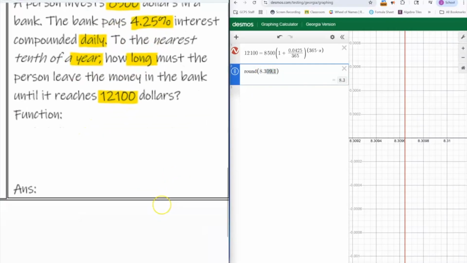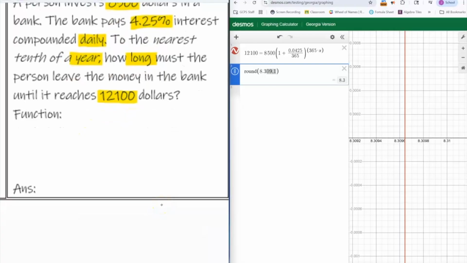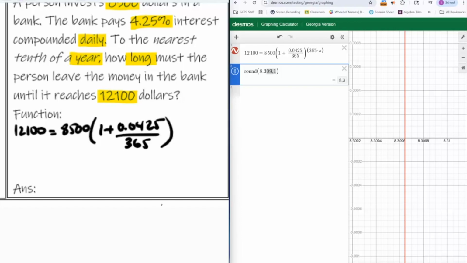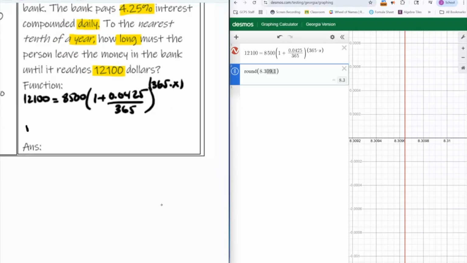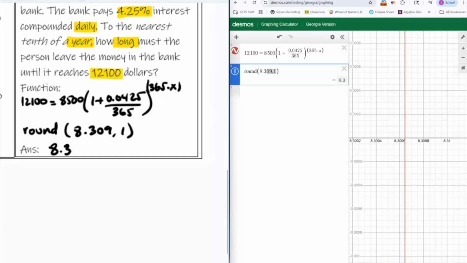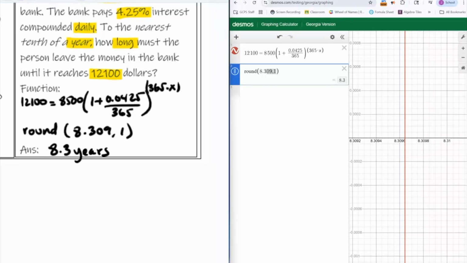So let's go ahead and write in the answer. Our function is going to be 12,100, which is equal to 8,500 times 1 plus 0.0425 divided by 365, and we're going to raise that to the exponent of 365 times x, and we can put that in parentheses for the calculator. And after we hit round, I'm just going to write out what we did. So round 8.309 comma 1, because I need tenth, I'm going to get 8.3. 8.3 what? 8.3 years, because we're talking about our x value.